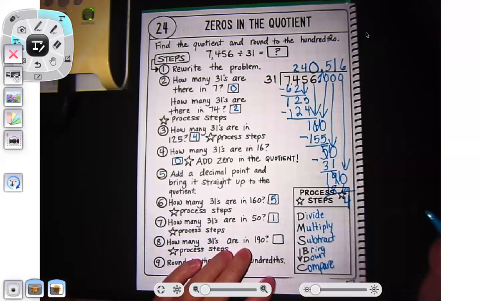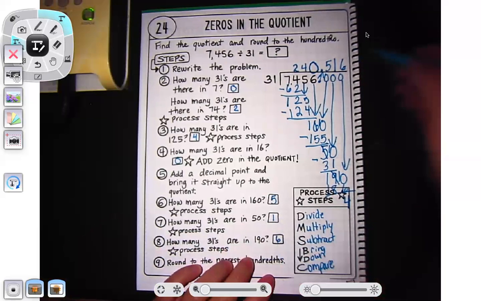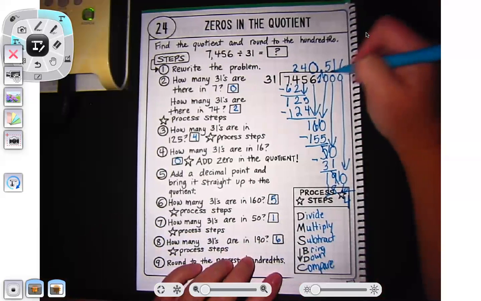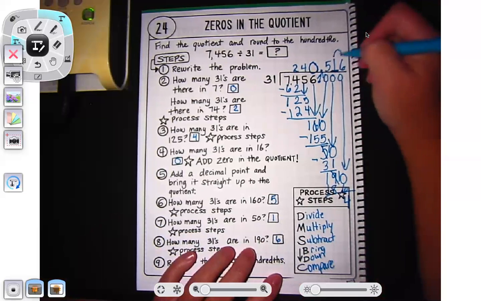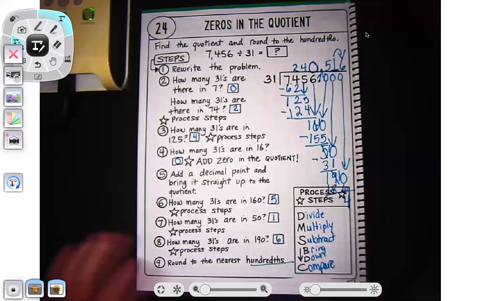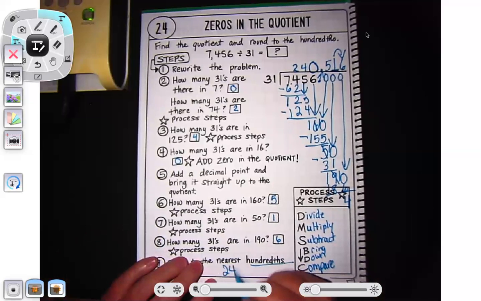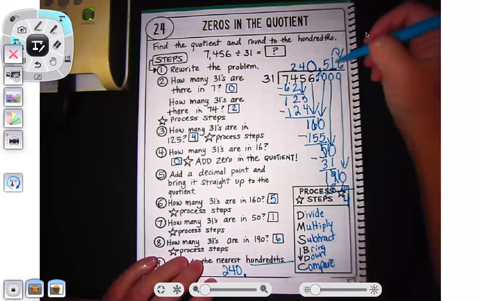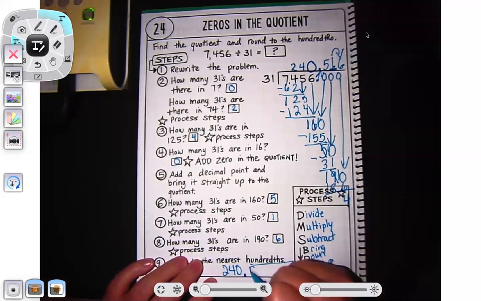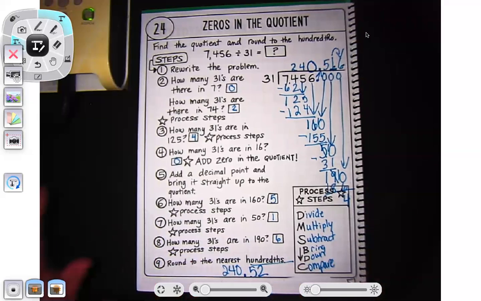And boys and girls, instead of going through all of the steps again and again and again, once you get out to the hundredths place, we're going to round. So we worked on rounding a few weeks ago. So we're going to look next door. We're going to round to the hundredths place is what it tells us to do. So we would have 240, and the 6 is 5 or more. So we're going to raise the score: 52 hundredths.